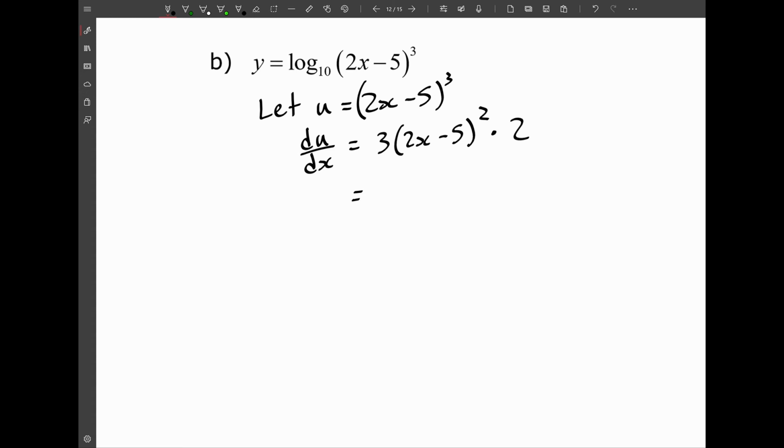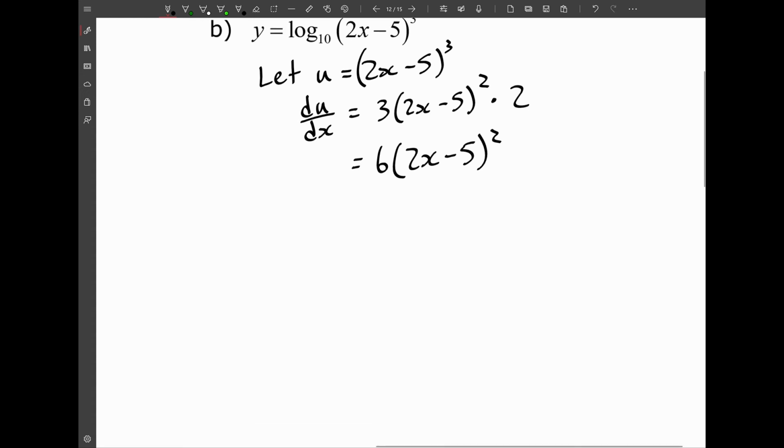Don't forget your chain rule. It's really common to forget that step, forget about that last 2 there. Don't forget about it. Do your chain rule properly. All right, so then we've got 6 times (2x minus 5) to the power of 2.